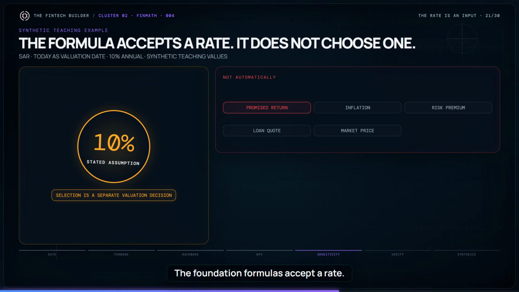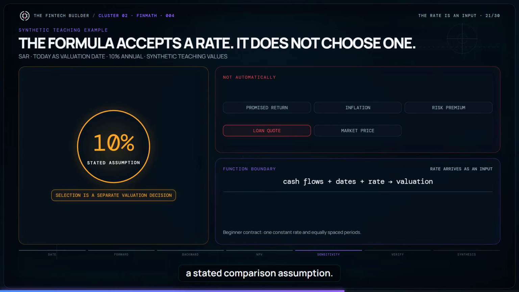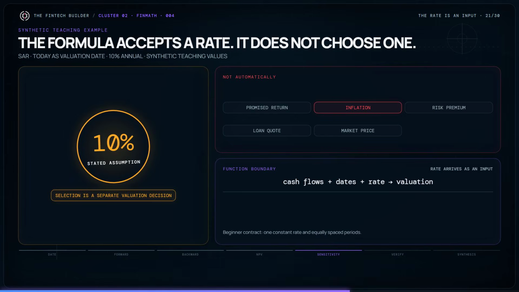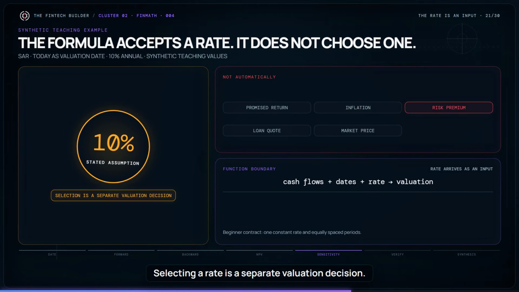The foundation formulas accept a rate. They do not determine which real-world rate should be used. In this lesson, 10% is a stated comparison assumption. It is not automatically a promised return, inflation rate, risk premium, loan quote, or market price. Selecting a rate is a separate valuation decision.